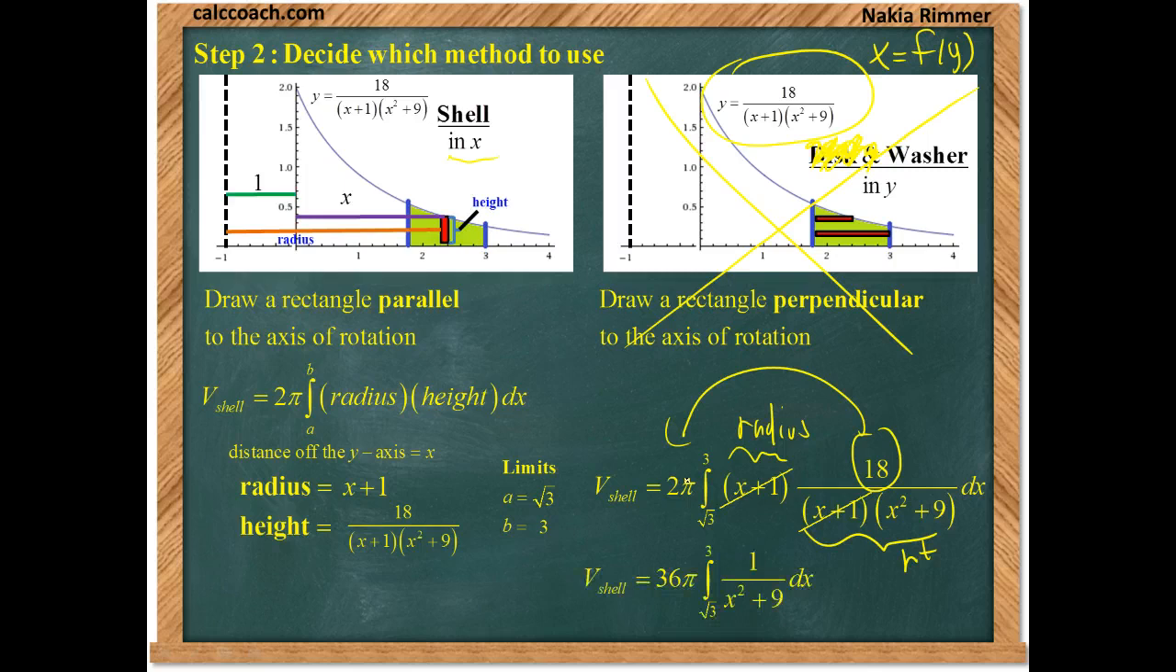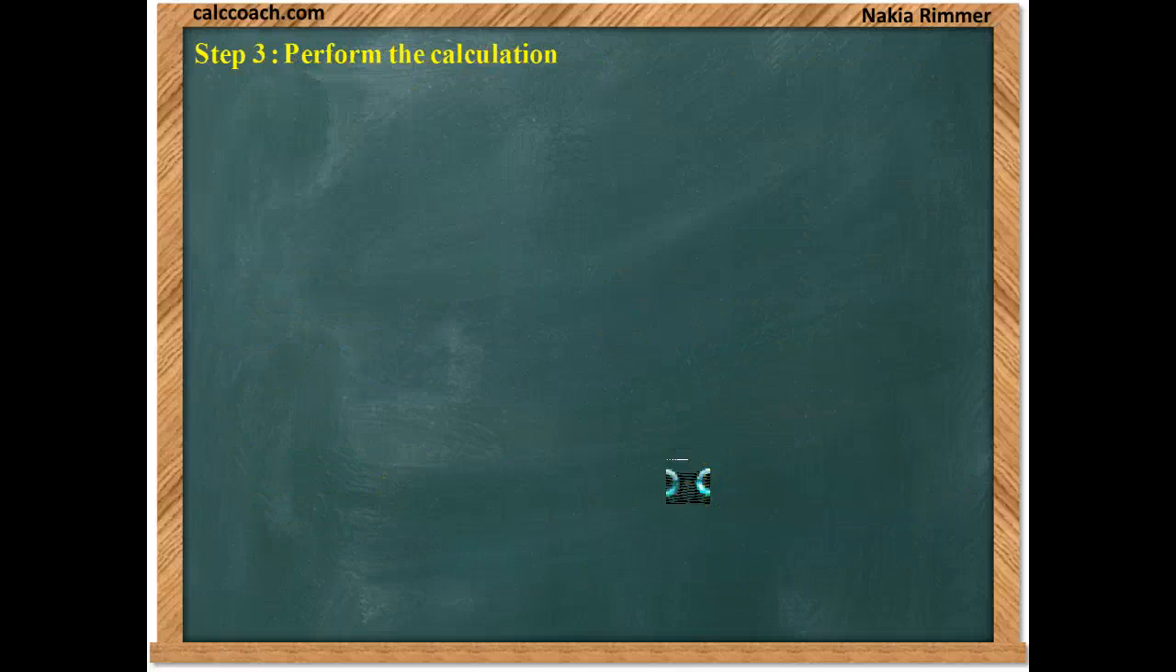And we need to be able to integrate 1 over x squared plus 9 from root 3 to 3. And that would be our volume. Okay, let's execute that on the next slide. We're going to perform that calculation.